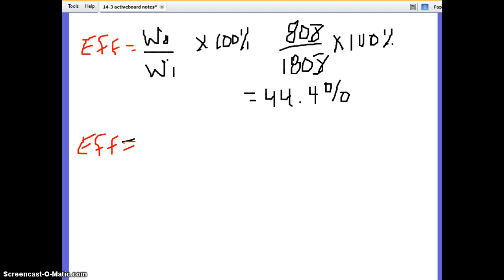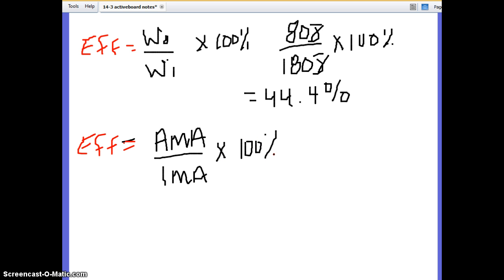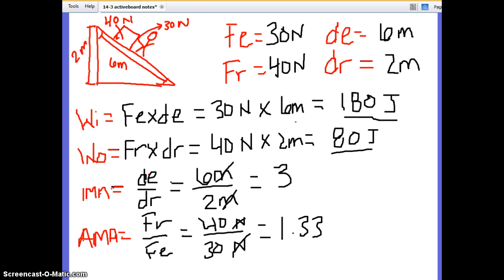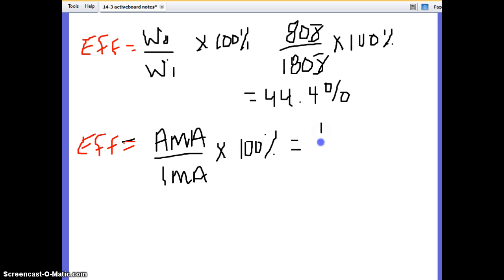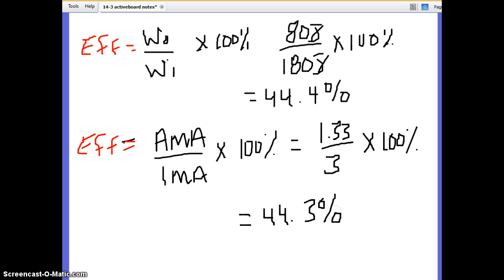Another efficiency is your AMA over your IMA times 100%. Your AMA on the previous screen was 1.33, and your IMA was 3. So this is equal to 1.33 divided by 3 times 100%. If you take 1.33 divided by 3 and times it by 100%, I got 44.3%. They should technically be the exact same. They're not because we rounded the 1.33.